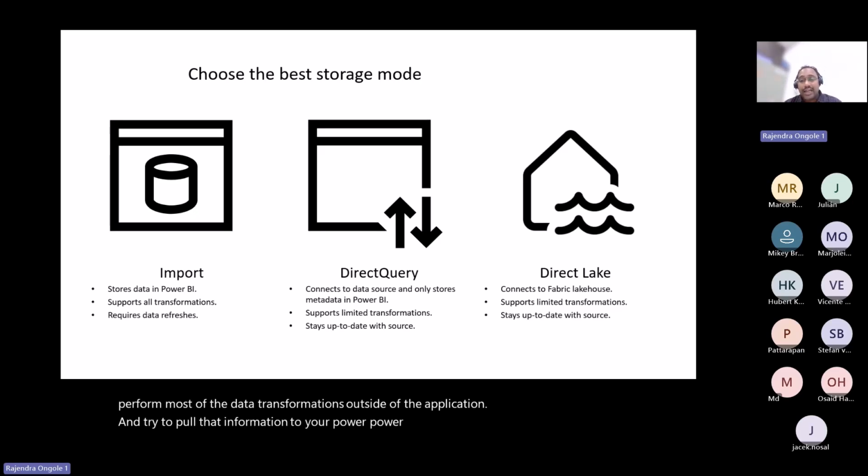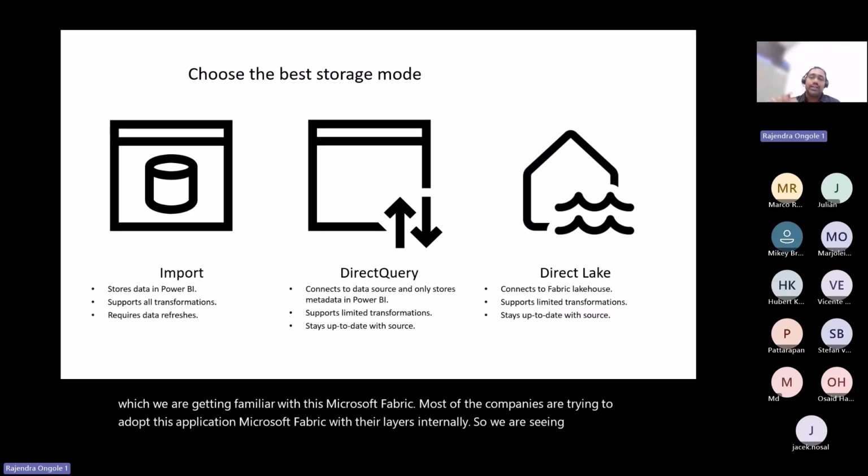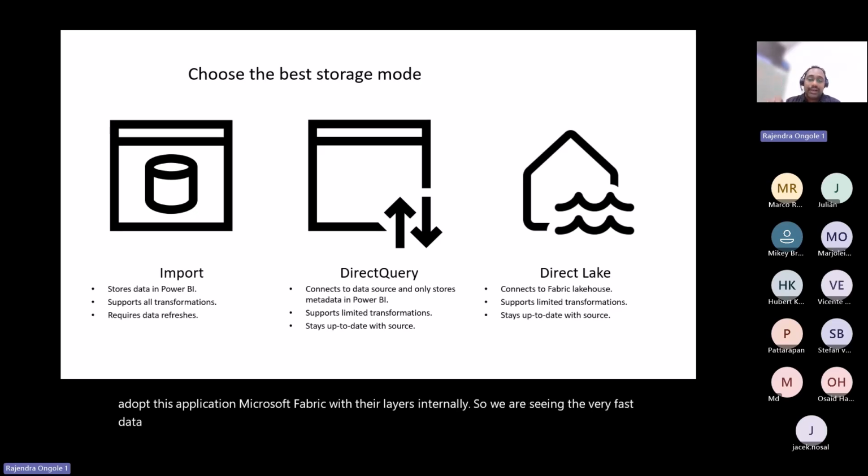Like that. The last one is Direct Lake, which we are getting familiar with in Microsoft Fabric. Most of the companies are trying to adopt this application, Microsoft Fabric, with their layers internally. So we are seeing very fast data transformation once the data gets stored in our OneLake. From OneLake, we are not importing, and we are not even using DirectQuery. It's faster performance as well as faster retrieval.